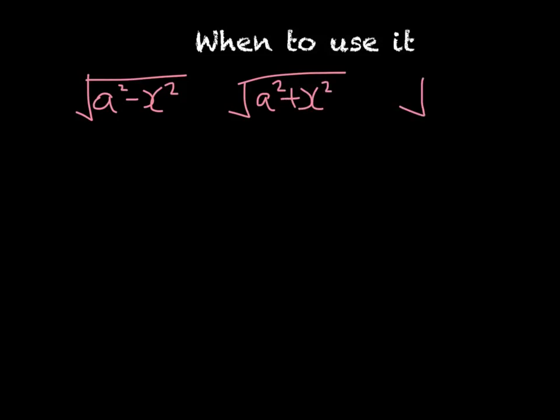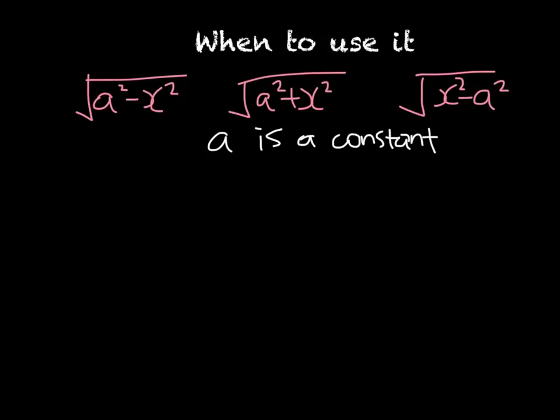So usually integrals involving trig substitution will be in three forms: either the square root of a squared minus x squared, or the square root of a squared plus x squared, or the square root of x squared minus a squared, where a is a constant. Now, the goal of trig substitution is to turn these expressions in terms of x into expressions in terms of theta. And the way we do this, let's look at the first case.